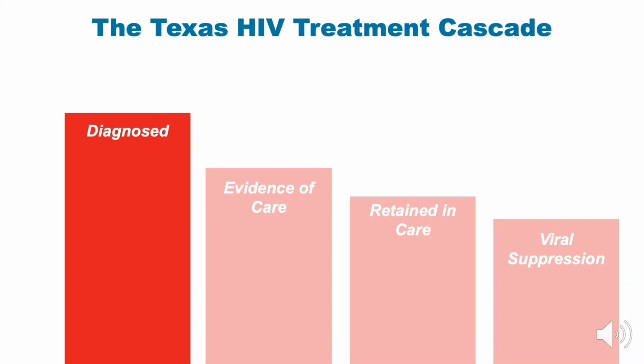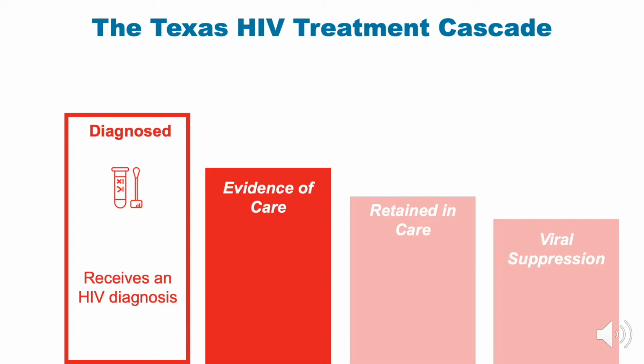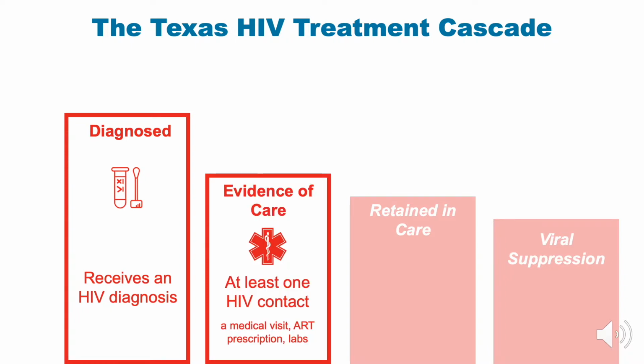As mentioned in earlier presentations, anyone who receives an HIV diagnosis has that test result reported to the Texas Department of State Health Services. Everyone who has received an HIV diagnosis and is living in Texas is represented in this bar. Next in our pathway towards viral suppression is evidence of care. This means that a person living with HIV had at least one contact with the HIV care system during the year. This can be either a visit with a medical provider about their HIV, evidence of an ART prescription being filled, or HIV lab work.